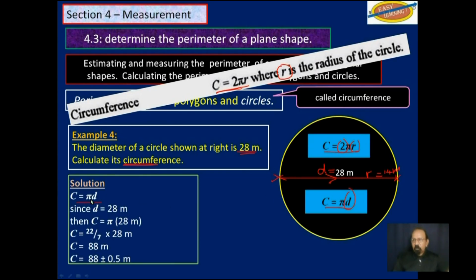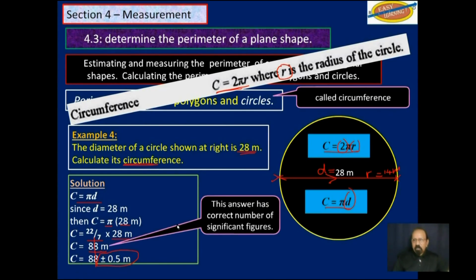Circumference is equal to pi times the diameter, and you get 22 over 7 times 28, and that gives you 88 meters. Just to show that you are rounding off at the ones position, you write in here plus or minus 0.5 meter. The answer has the correct number of significant figures. You can stop there.